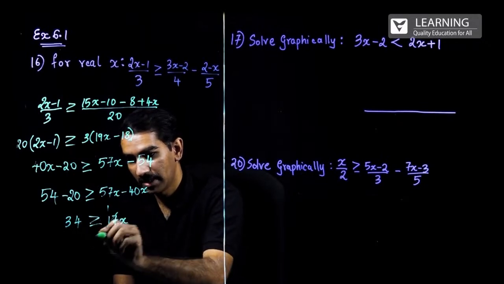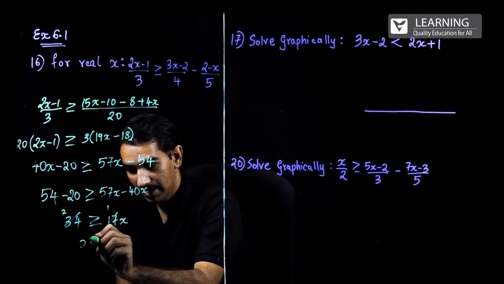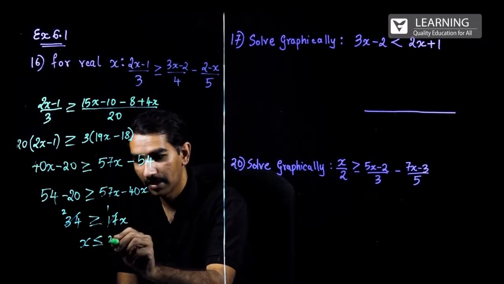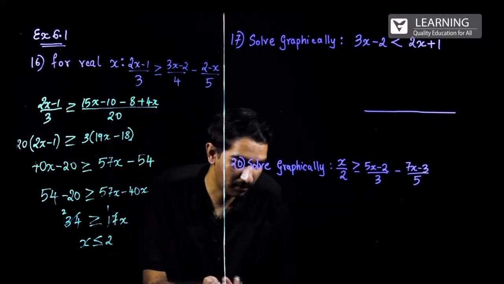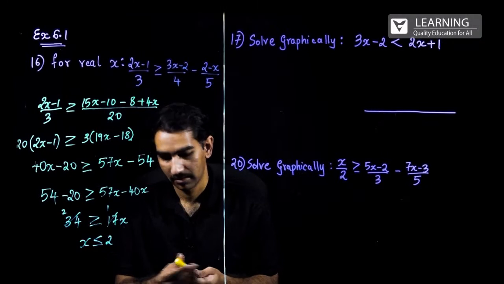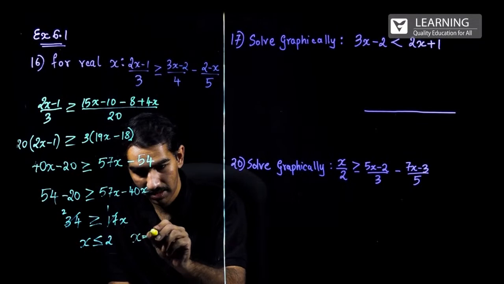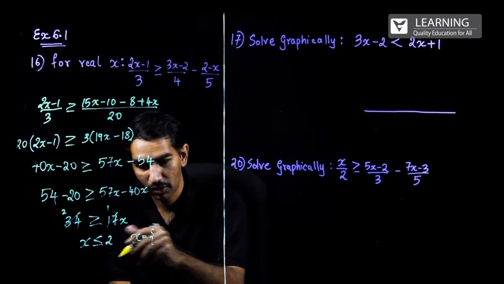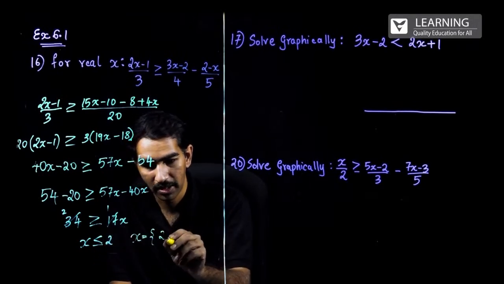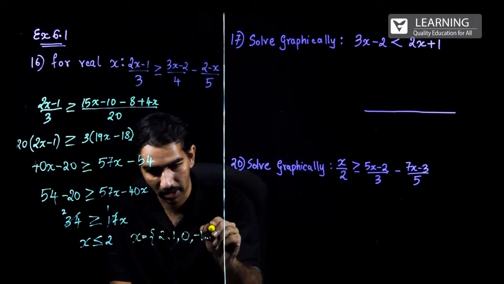So 17 ones are 17, twos are 34. What we got here? X is lesser than or equal to, same thing only, right? So x is lesser than or equal to 2. How do we write this now in roster form? This can be written as x equals, we'll also include 2. With 2, what should we include? Lesser than or equal to 2. So that is nothing but 1, 0, minus 1 and so on.